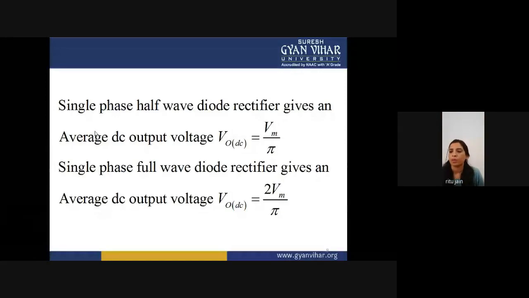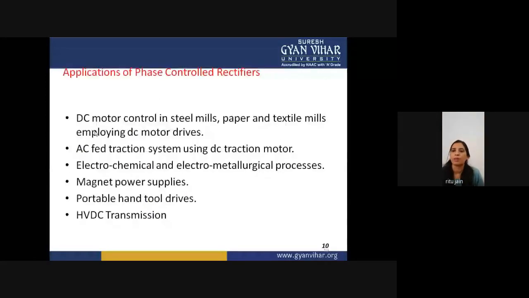Next is the application of phase control rectifiers. Before discussing this topic, it is very important to understand the importance of the topic. How can we use these kinds of rectifiers or diodes in physical applications? These are some of the applications in which we use controlled rectifiers.